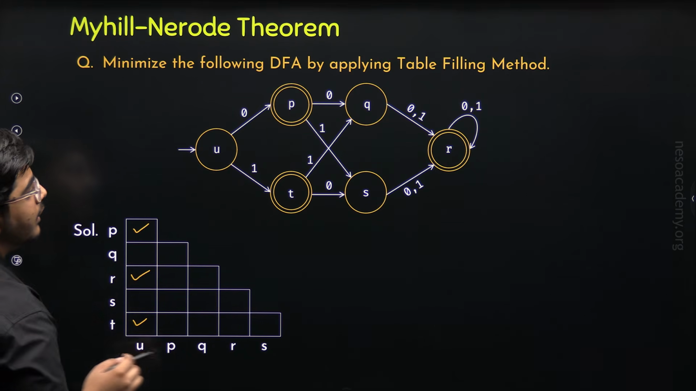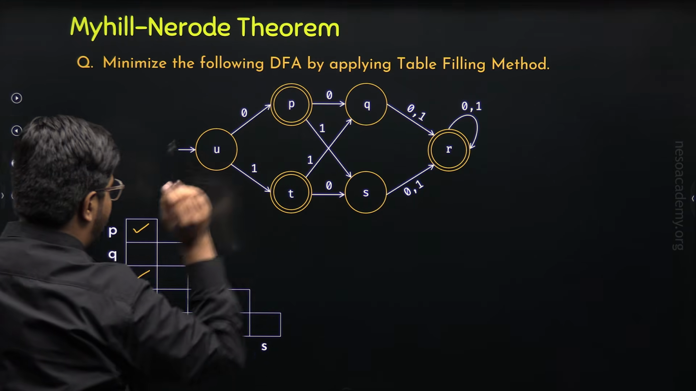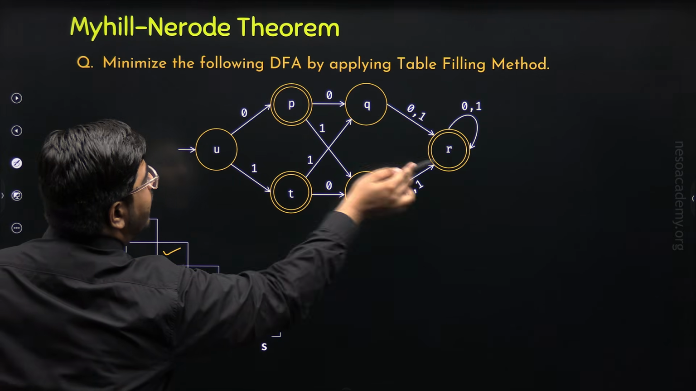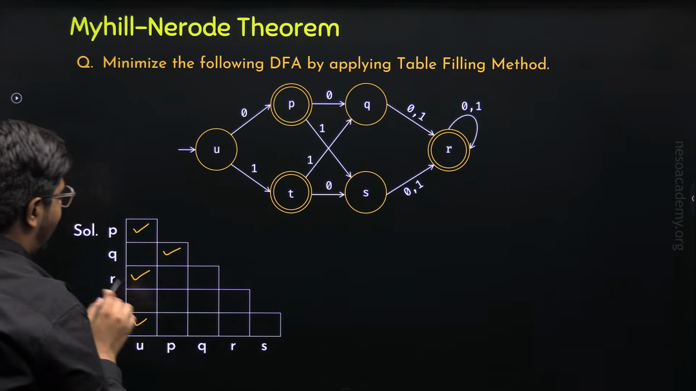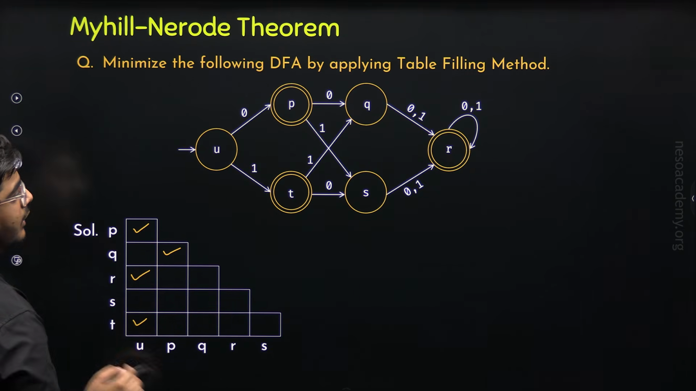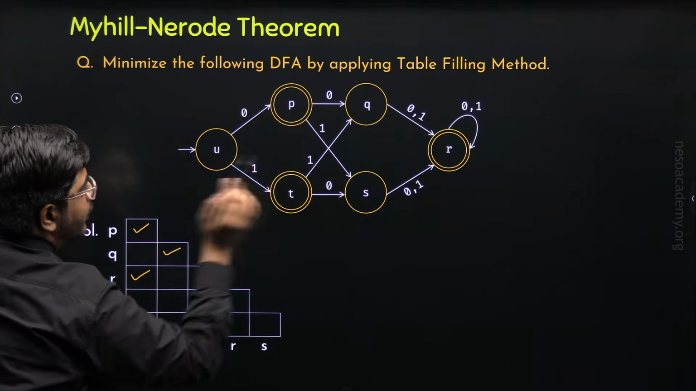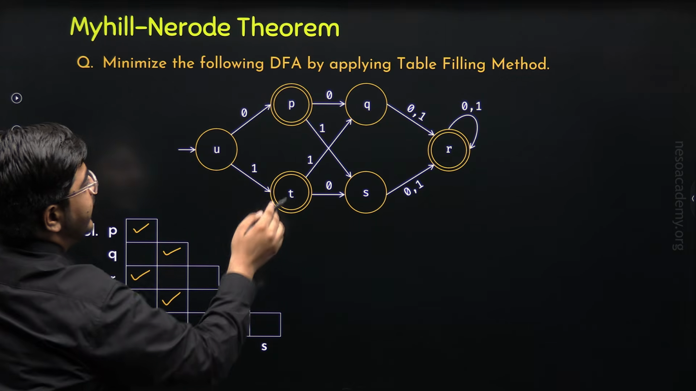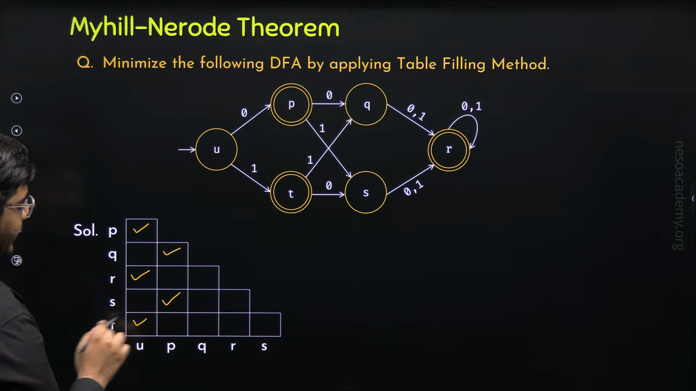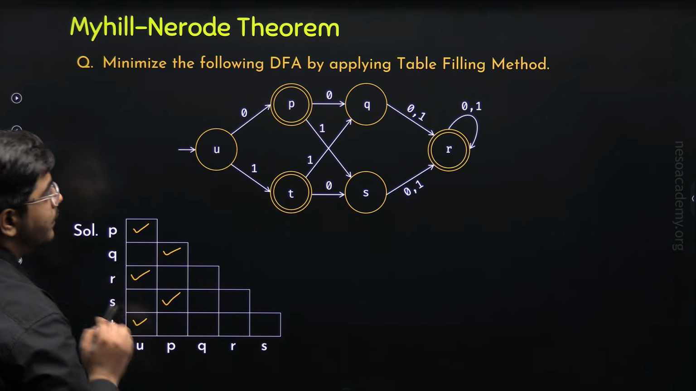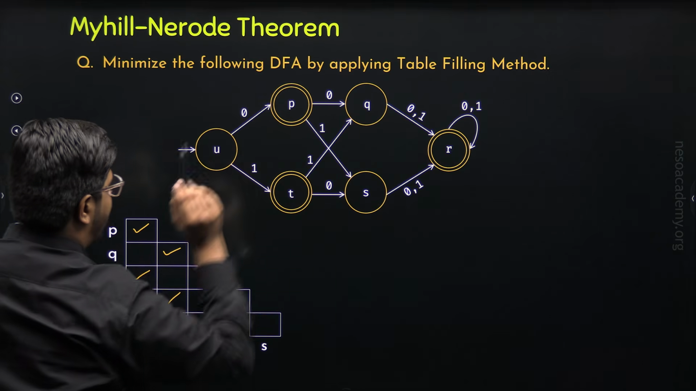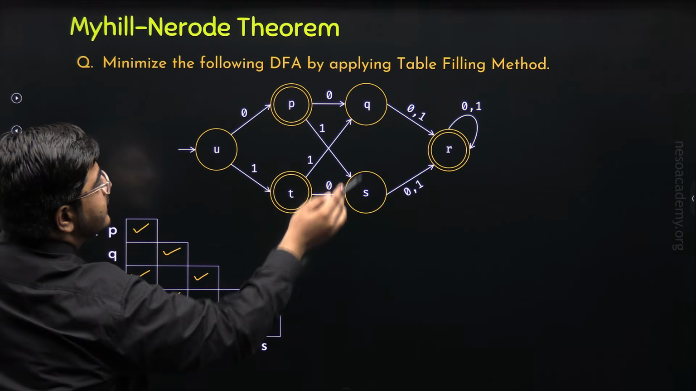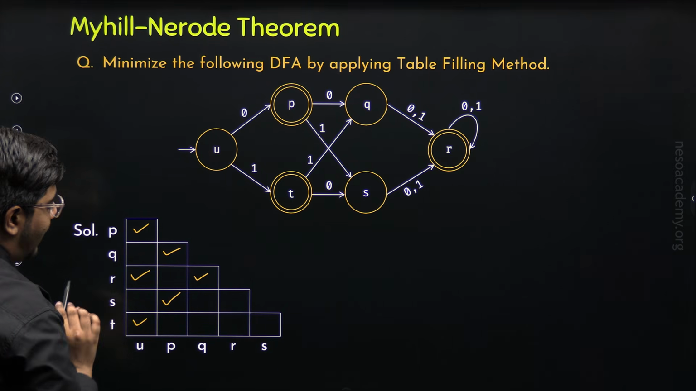Next is QP. Q and P, final, non-final. So we can mark QP. Then we have RP. Both are final. So we cannot mark RP. Then we have SP. SP, final, non-final. So SP can be marked. Next we have TP. TP, both are final. So we cannot mark TP. Now we have RQ. R and Q, final, non-final. So we can mark RQ. Now we have SQ. SQ, both are non-final. So we cannot mark SQ.